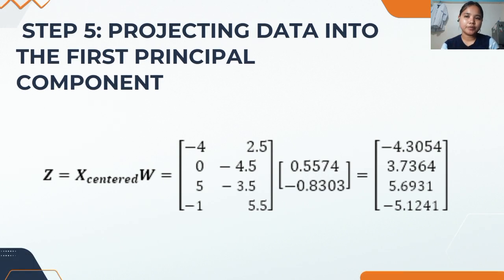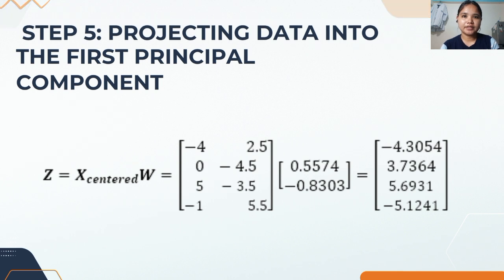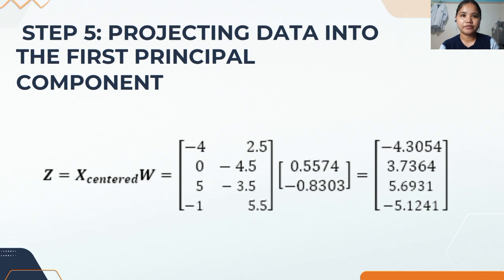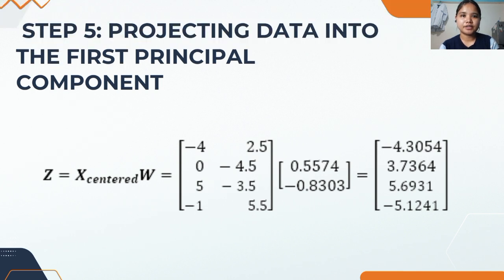So again, the formula we are going to use is to multiply the matrix of the mean-centered data that we solved in step 1 and the W, which is the chosen eigenvector or the chosen feature vector. So we now have our new feature, which is negative 4.3054, and then 3.7364, and 5.6931, and last is negative 5.1241.